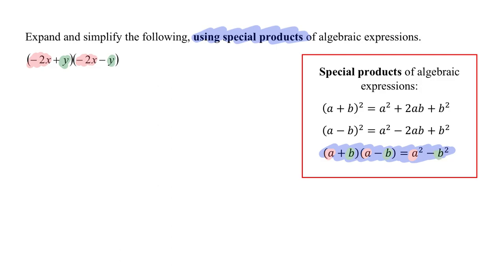So you would then see me writing this down. My a square will be negative 2x bracket square minus my y, which is my b, square. So negative 2x square is negative 2 times negative 2, 4x times x is x square, y square is y times y, y square.